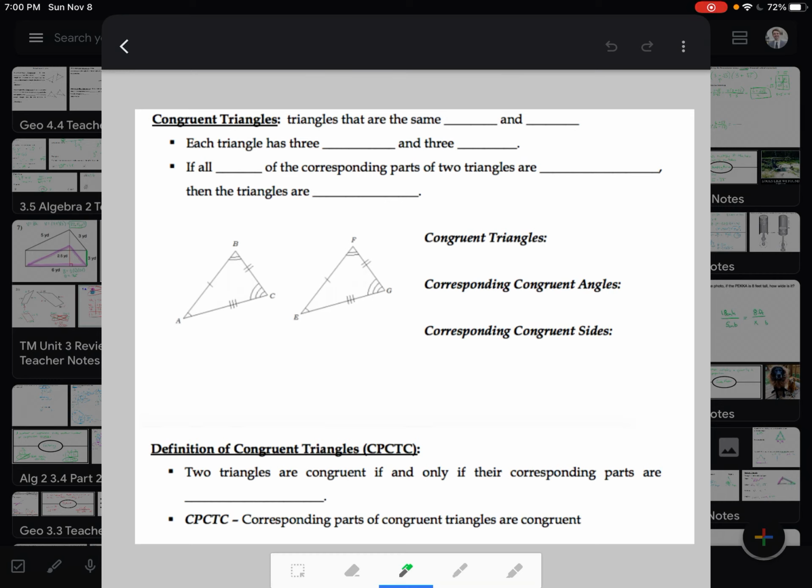Hi everyone and welcome. Today we're going to be talking about congruent triangles. Your goal after watching this video will be to identify some properties of congruent triangles and to see where we have some matches.